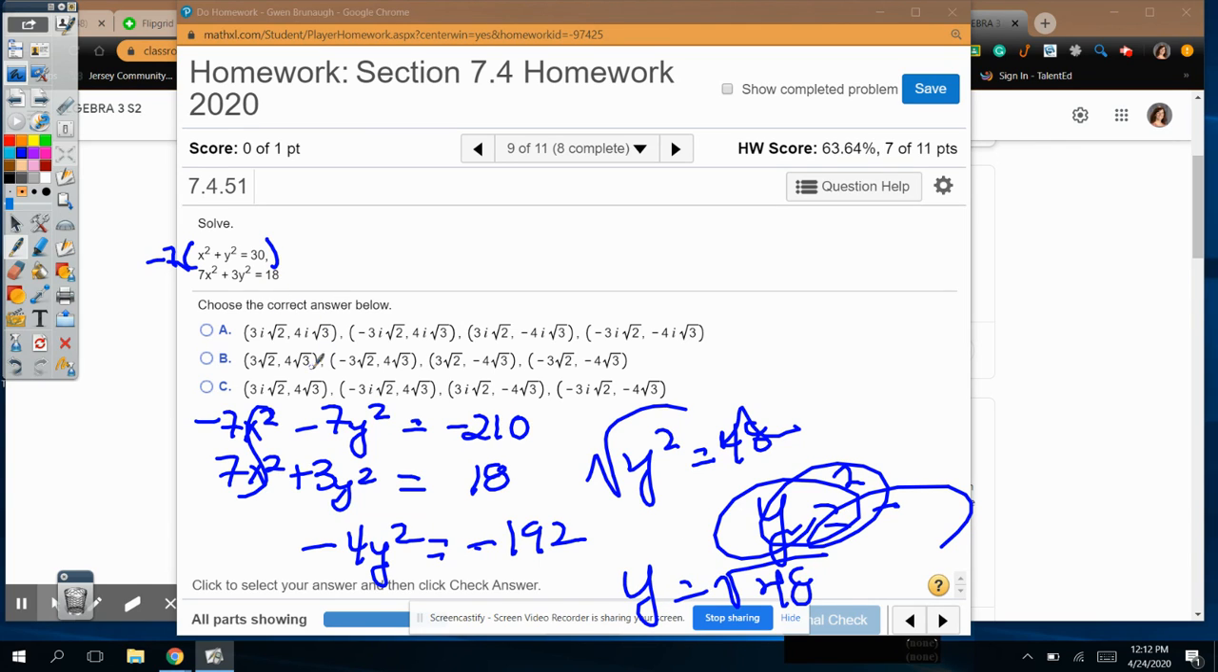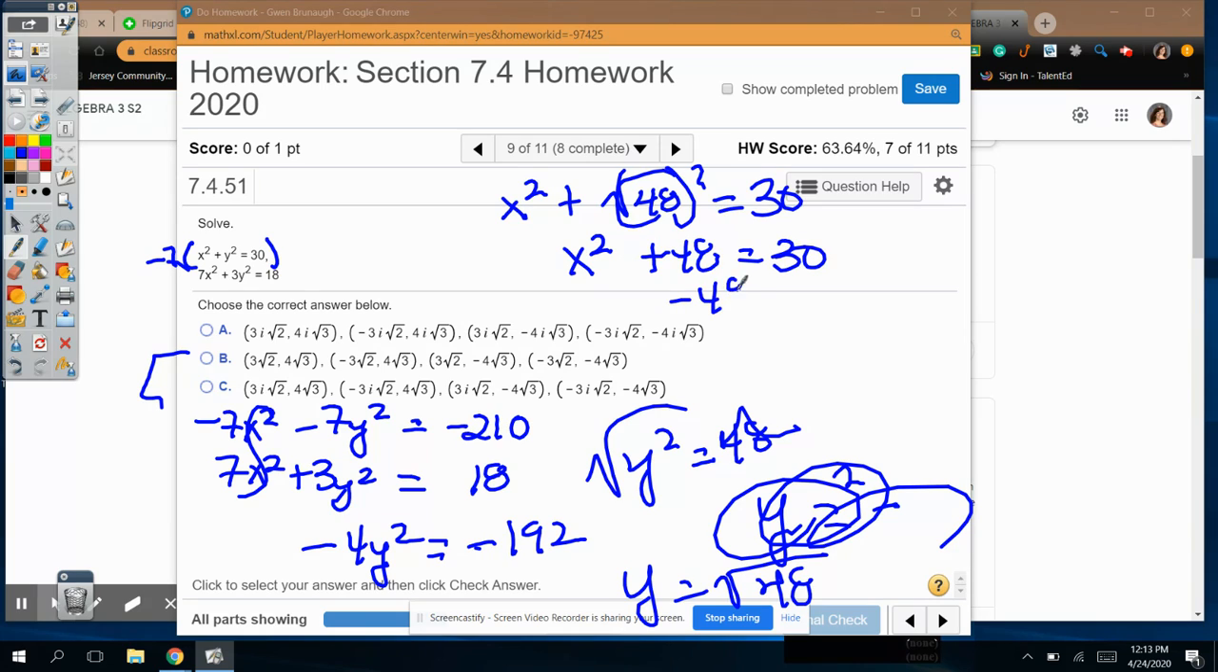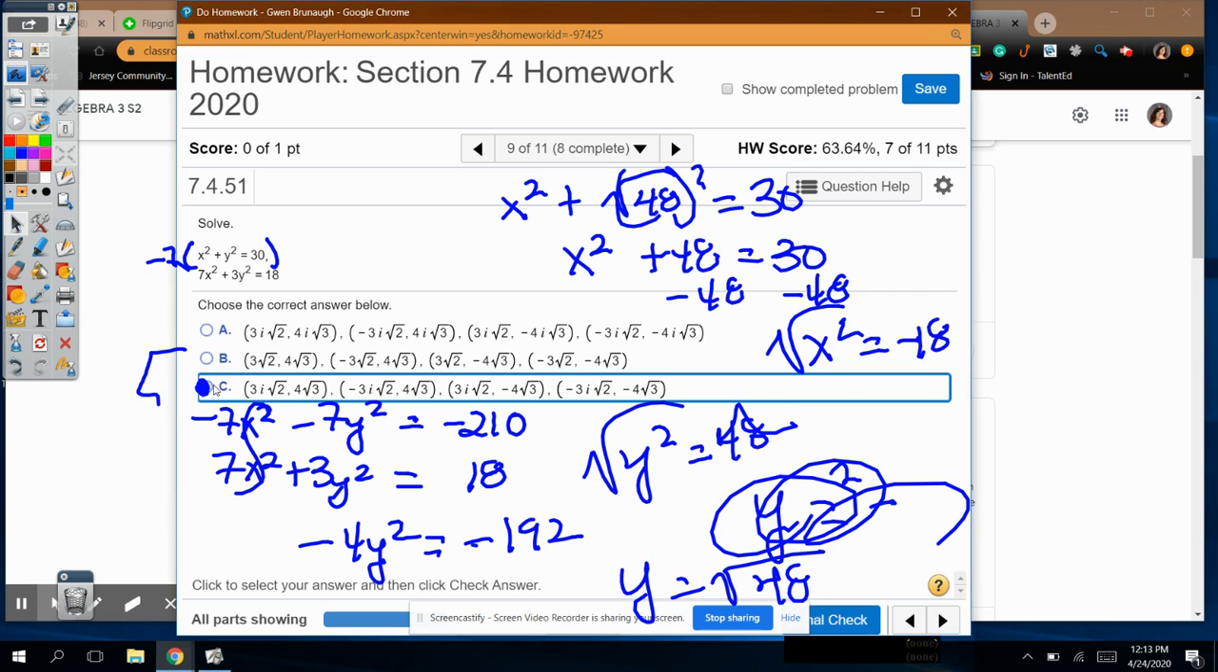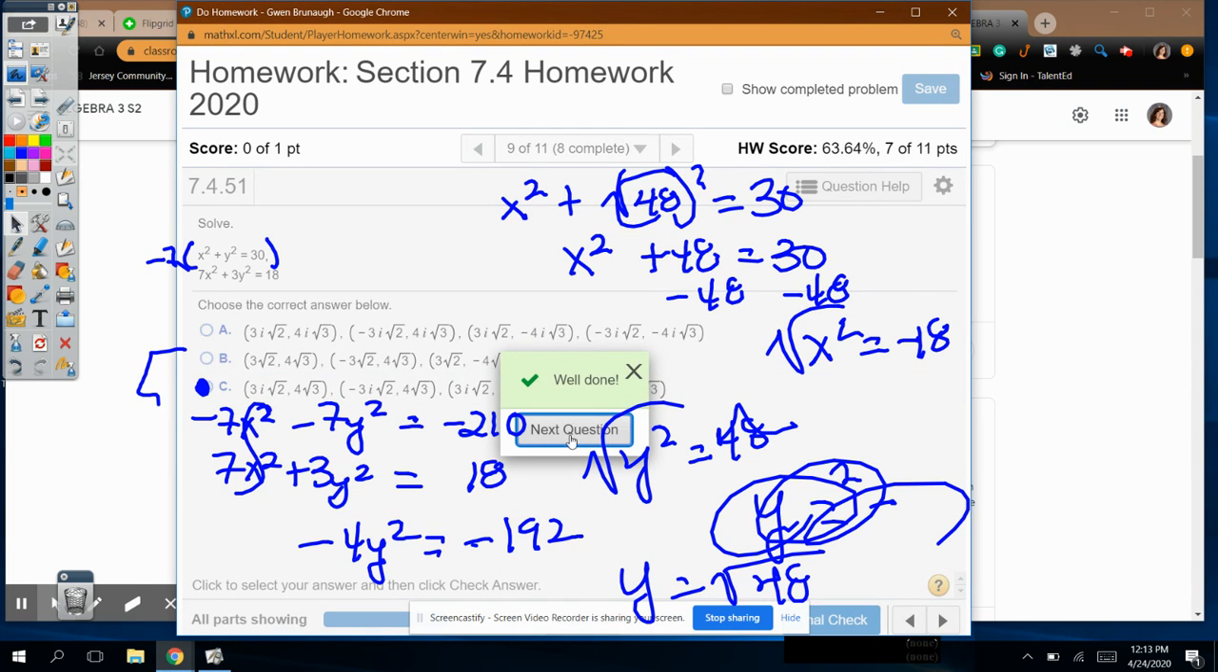So which one of these has square root of 48 for y's? It's one of these two, B or C. Now plug that in to find out what x is. Let's plug it into the top one. x squared plus the square root of 48 squared equals 30. x squared plus 48 equals 30. It's going to be the one with the i's. If you minus 48 here, you get -18. x squared is -18. Square root negatives, and you get i's. So it's the one with the i's and the square roots there. Okay, we did okay on that one at least.